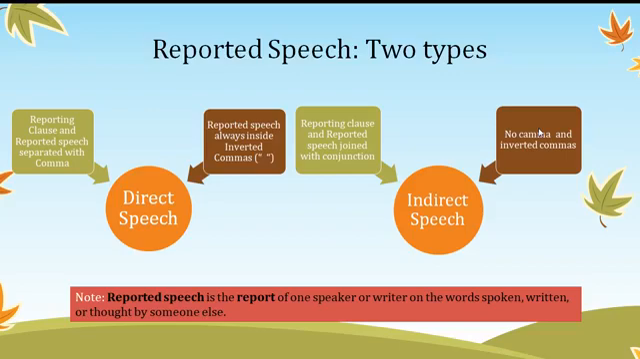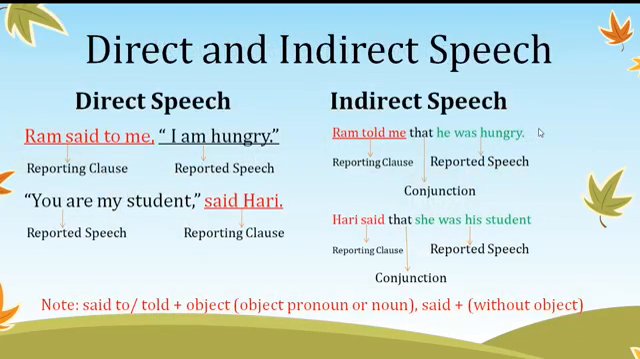First of all, you must understand whether the sentence which is given to you is direct speech or indirect speech. If you come to know it is direct speech, then we can change it to indirect speech. If that is indirect speech, then we can change it to what? Direct speech. Now let's go to another slide. In detail we are going to read.